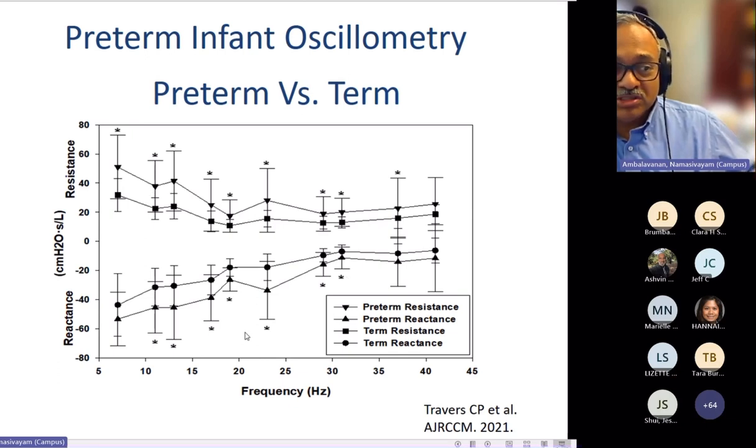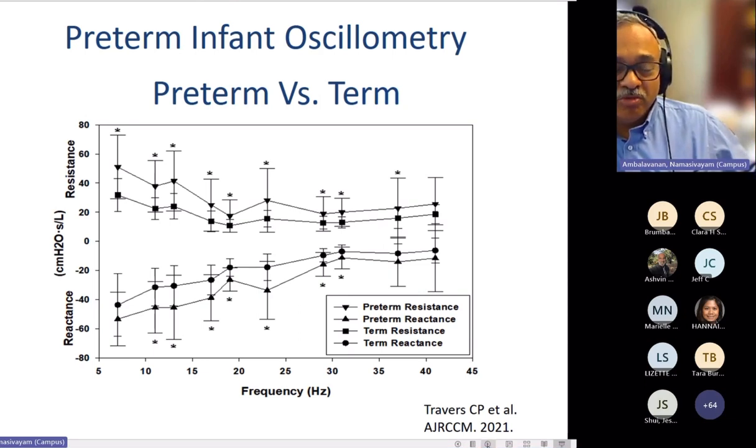So you can use lung mechanics to find out, does the infant have obstructive lung disease or do they have restrictive lung disease? And you can also use this to find out, are they responding to medications? For example, you can give them albuterol and see, are they responding to albuterol by having a lower resistance? Or you give them Lasix and you see, are they having a better reactance after you give them Lasix?